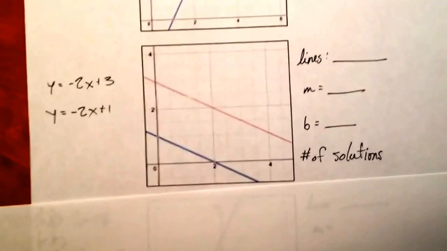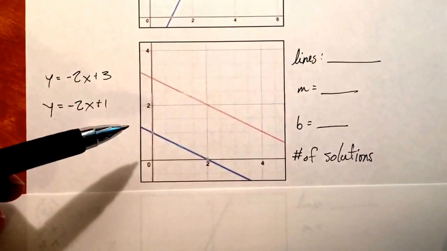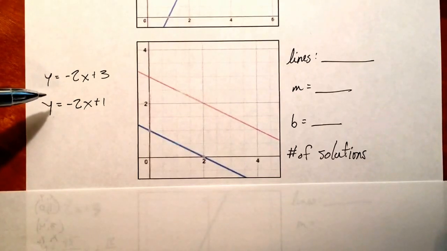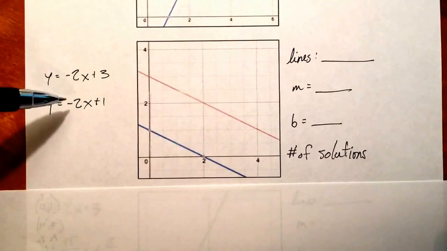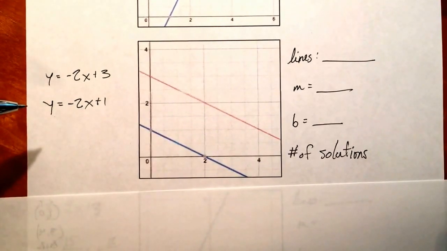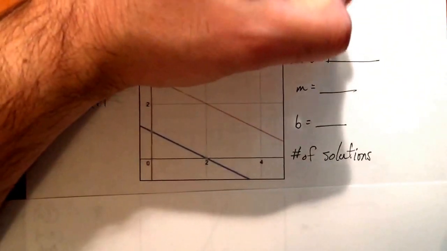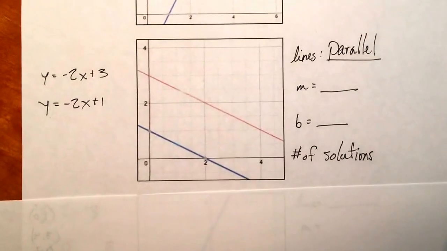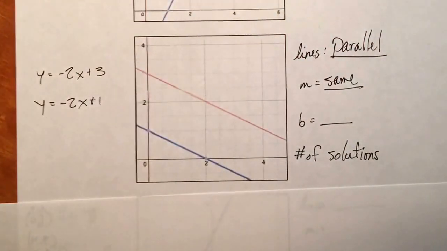Not all lines intersect. Sometimes lines look like this. Now let's take a look at these equations and see if we remember from last semester what kind of lines these are. The slopes are the same. Well, what kind of lines have slopes that are the same? Parallel lines have slopes that are the same. So our m is the same, and our y-intercepts are different.